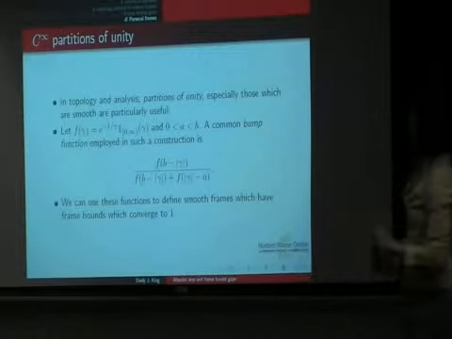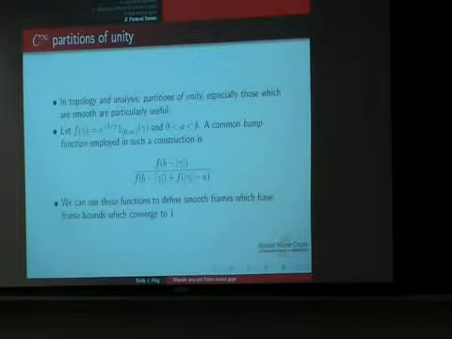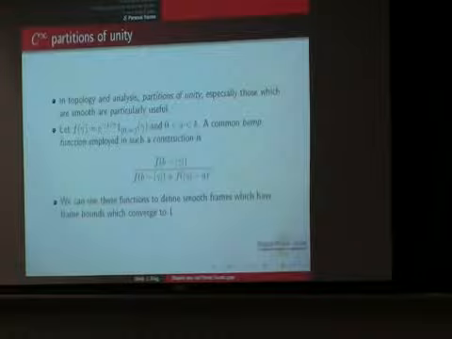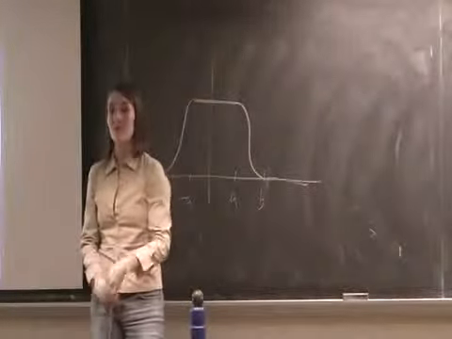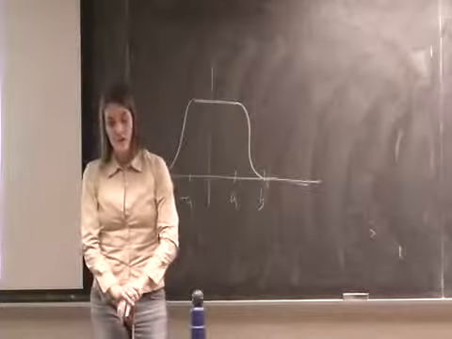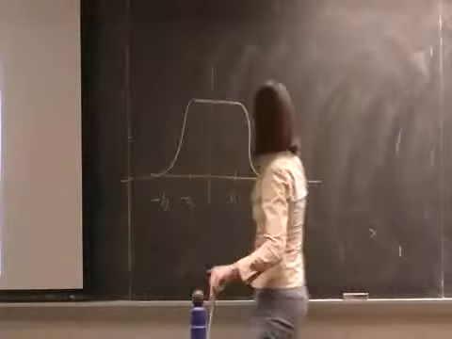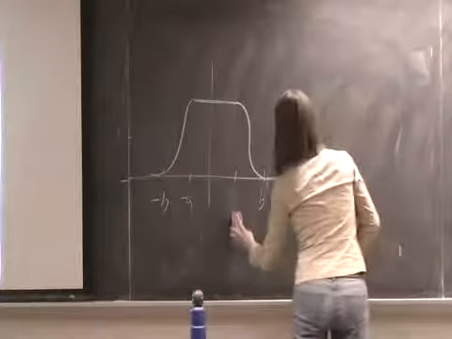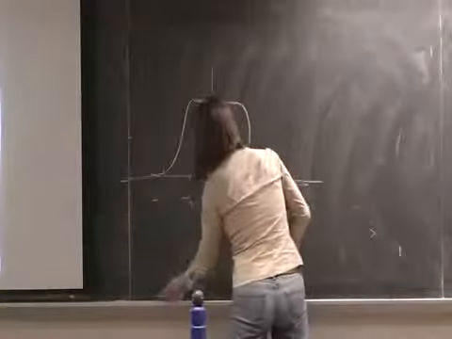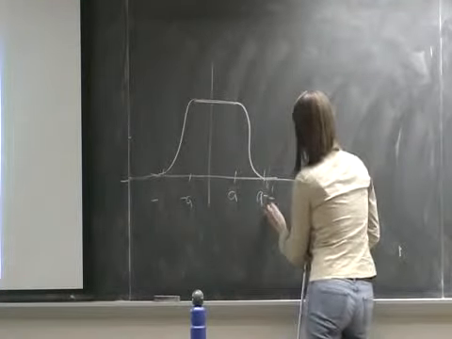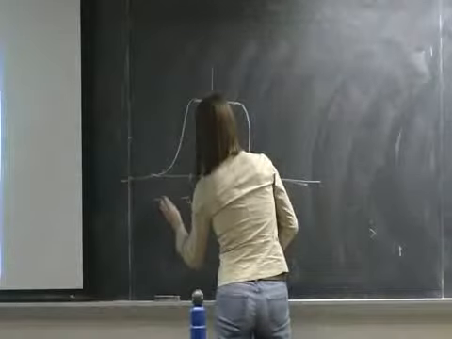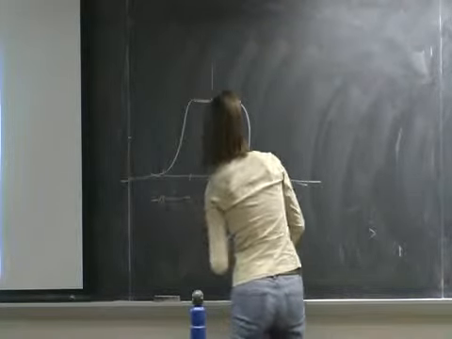One of the things that I've recently written on paper, but not yet gotten into LaTeX, is that you can use these functions to get you smooth frames which have frame bounds which converge to 1. What's nice about this is that now you're thinking about, well, this is like A, and this is A plus 1 over m, and this is minus A minus 1 over m.